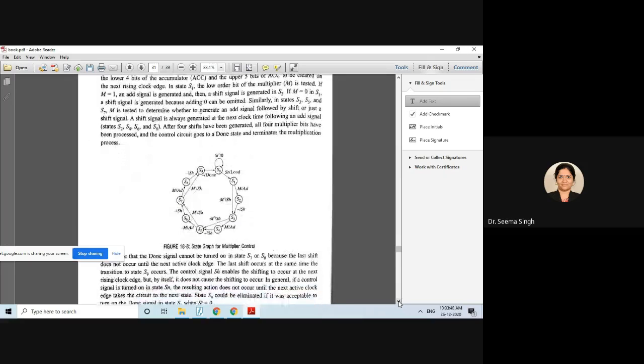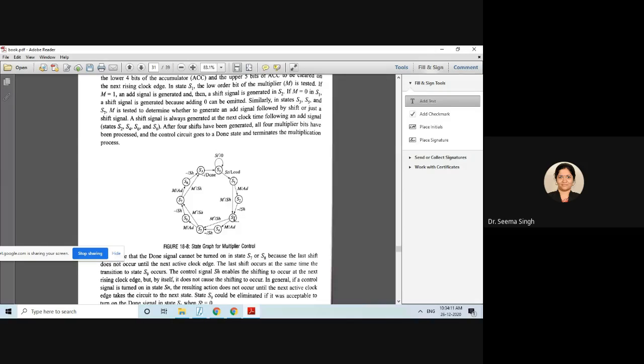Now you can understand this state graph also. You can see here what is happening. Your S0 is there, that is your initial state. Till your start is 0, it will remain here. As soon as the start signal comes high, it loads. It loads the multiplier and multiplicand, and also 0 0 in bit numbers 4 to 8. Then what happens? If M is 1, addition happens and then shifting happens. If M is 0, directly shifting happens.